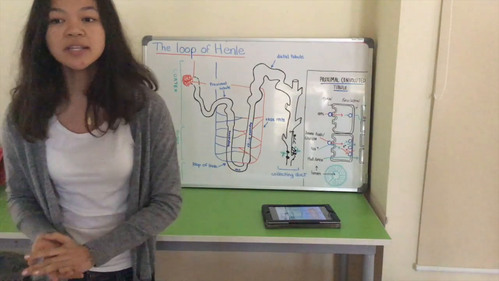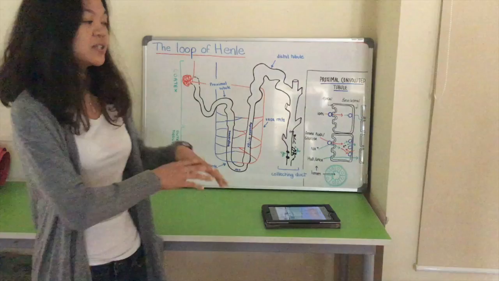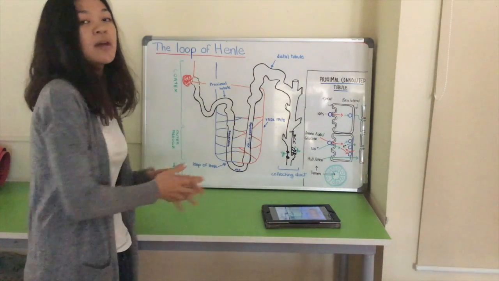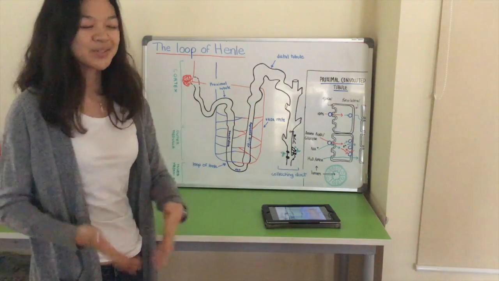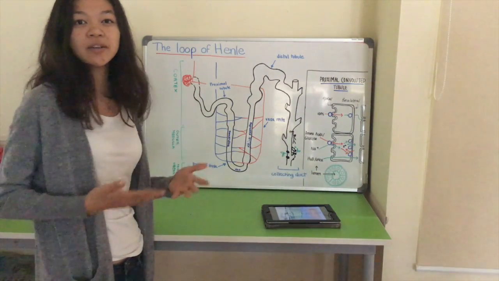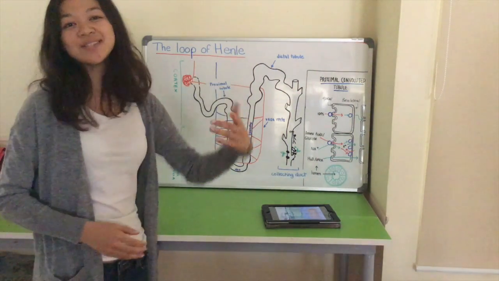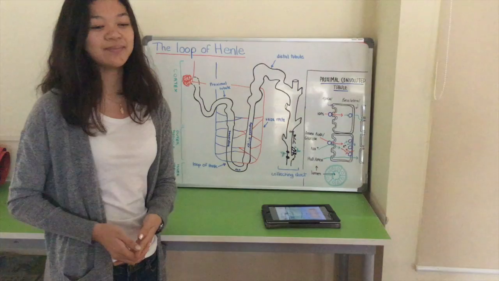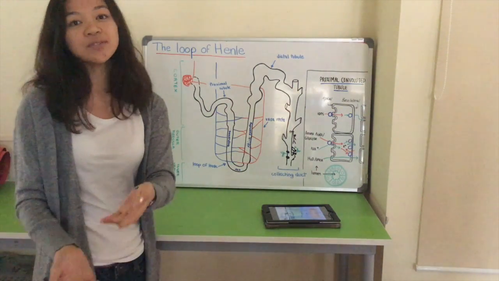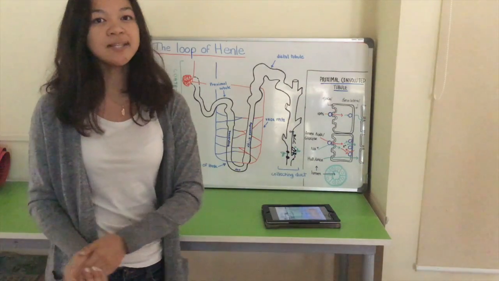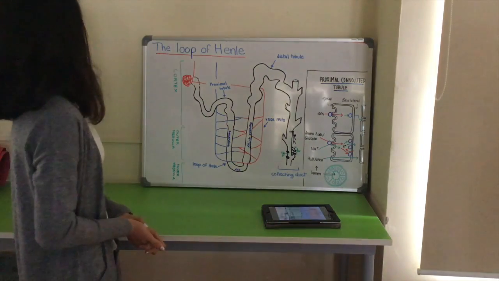So the main function is to actually create an electrochemical gradient in the tissue that surrounds the loop, meaning that it creates a high solute, highly concentrated and hypertonic environment in the interstitium. The interstitium basically means the tissue that surrounds the loop. It's also called the interstitial fluid, and I'll just be using this term to make the explanation easier.